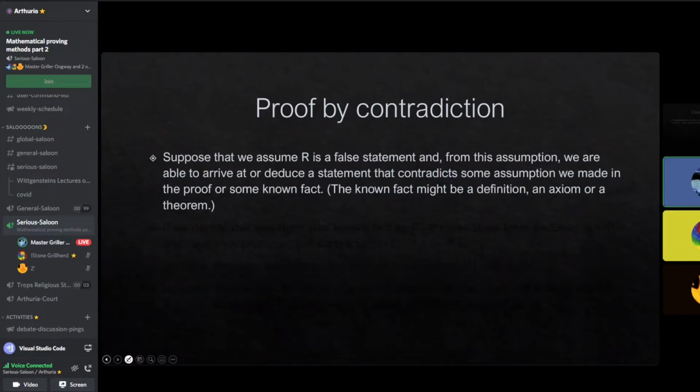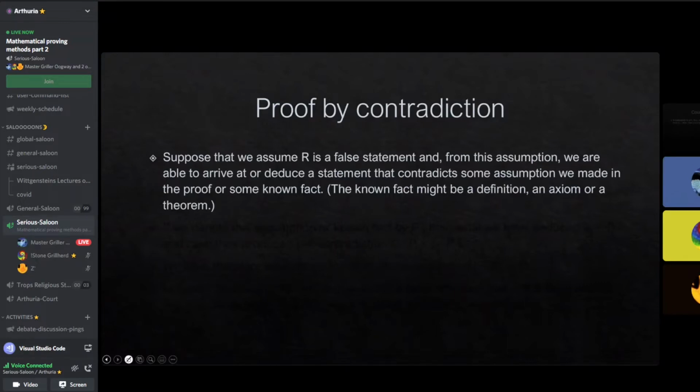The methodology behind the contradiction is that we are assuming that R is false, right? We are assuming that the statement we want to show true is in fact false. And if by that assumption we are able to deduce, or maybe inductively infer, that the negative statement, not R in this case, connotes something which we are assuming to be true but is in fact wrong, or in conflict with some other fact, axiom, or something which we have taken.